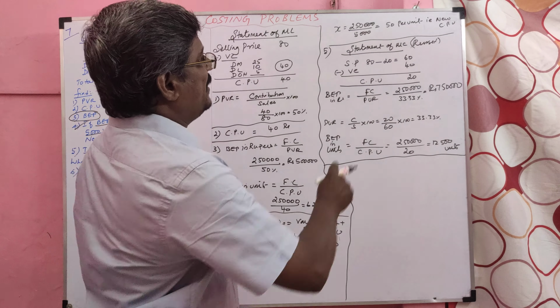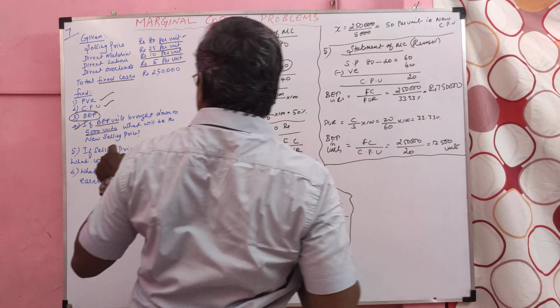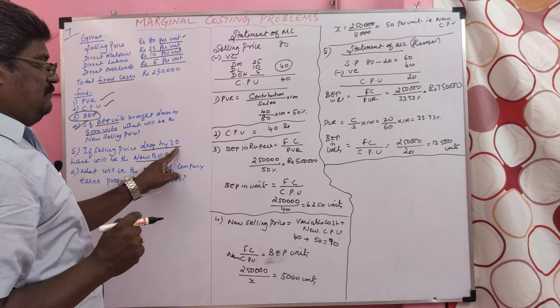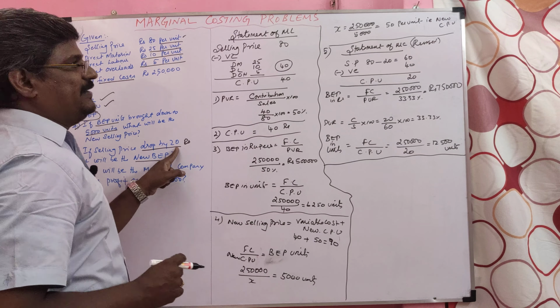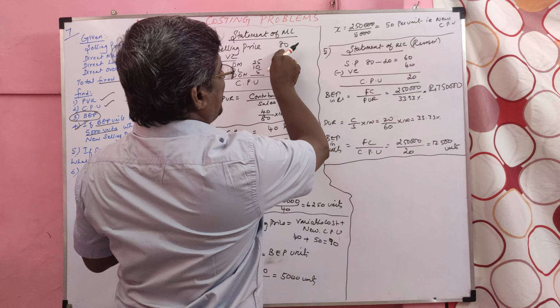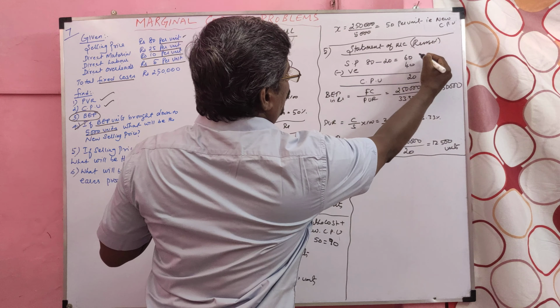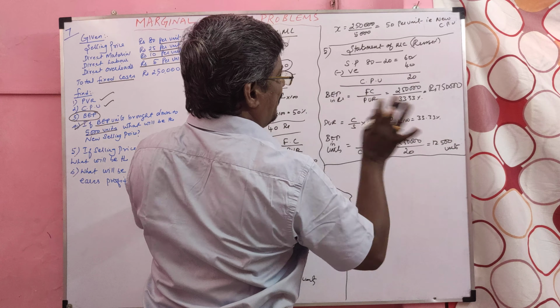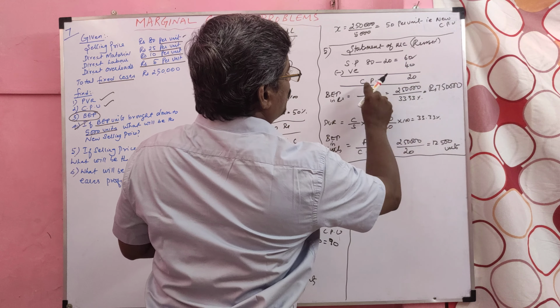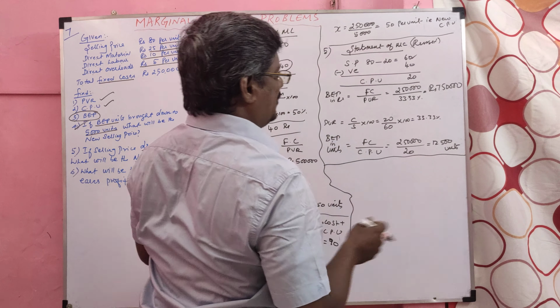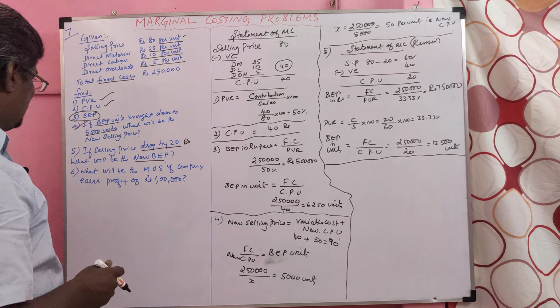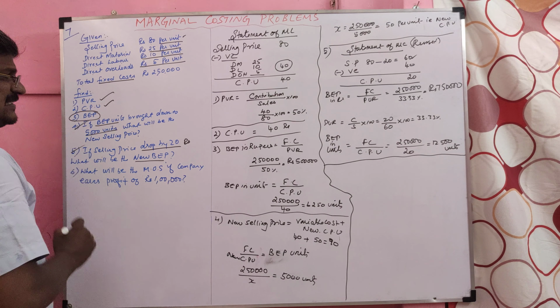Once again I am repeating the statement of marginal costing. We are going to reduce selling price by 20. So already our existing selling price 80 reduced to 60. So new selling price, variable cost will not be affected, 40. So contribution 20. With the help of that we can do the same thing, BEP in rupees and BEP units. Next, sixth one.